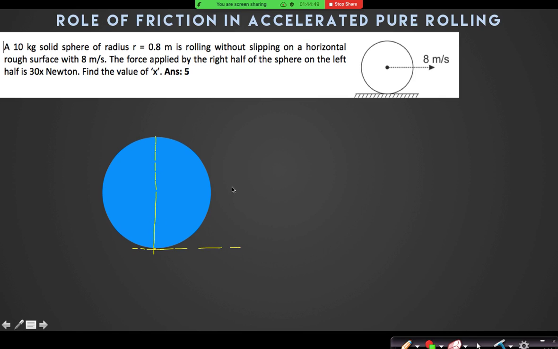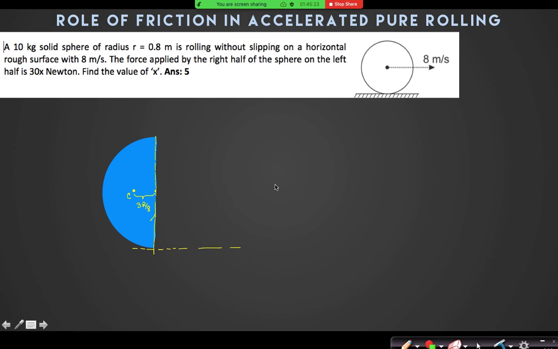Then the center of mass of this half is here. Do you remember where the center of mass lies for a solid hemisphere? It is 3R by 8, 3r by 8. So I will only consider this half. What are the forces on this half?